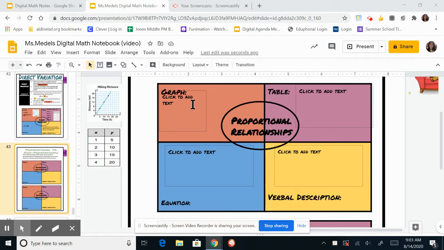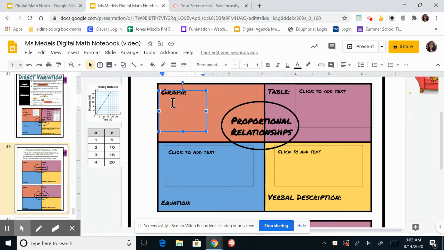Now, in order for a graph to be a proportional relationship, it must satisfy two requirements. Requirement one is that it must be linear. Okay, that means that it must be a straight line. So I'm going to go ahead and add that in. Must be a straight line. Requirement two is that it must go through 0, 0. Okay, it has to satisfy both of those requirements.